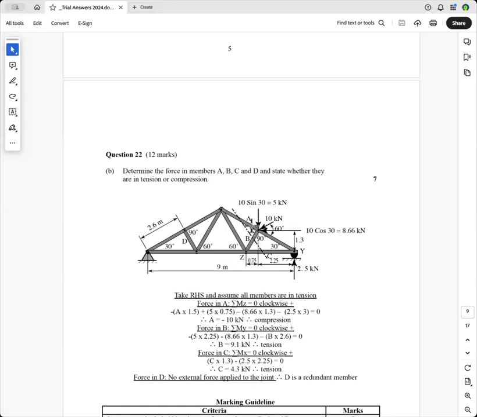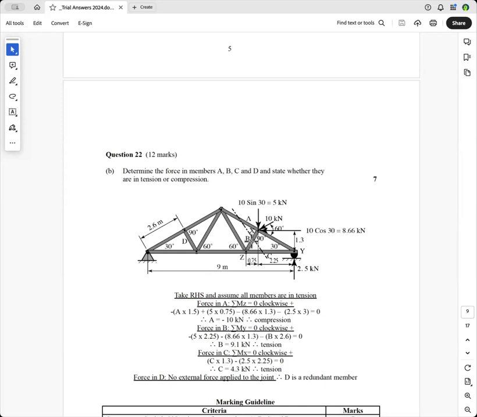So we want to find the force in A, but we want to get rid of B and C to do it. And so the first place you look for is where those two forces meet, and it's Z here, and make sure that you annotate that so the examiner knows where you're taking moments about. So we're saying the sum of the moments about Z equals 0 with clockwise positive. So we've got A times 1.5. Now you can work that distance out using trig, or you can scale it off the diagram.